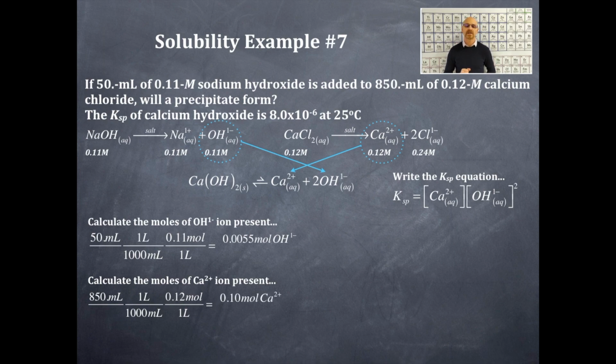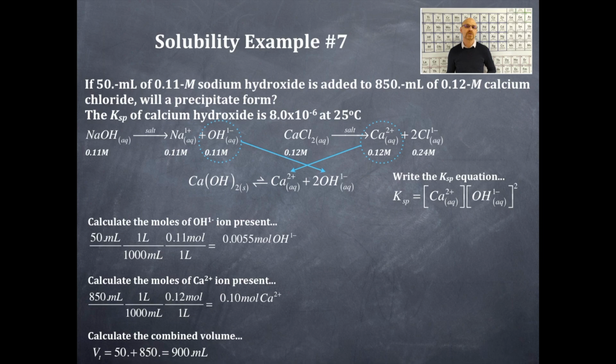That's 0.10 moles of calcium ion. Now, again, just like on the previous problem, when we are mixing these two concentrations of ions, the volume has increased. So now I need to figure out what the concentration of these ions are in the new volume. So I'm going to calculate the combined volume. Now it's 50 milliliters plus the 850, that will yield 900 milliliters of total solution.